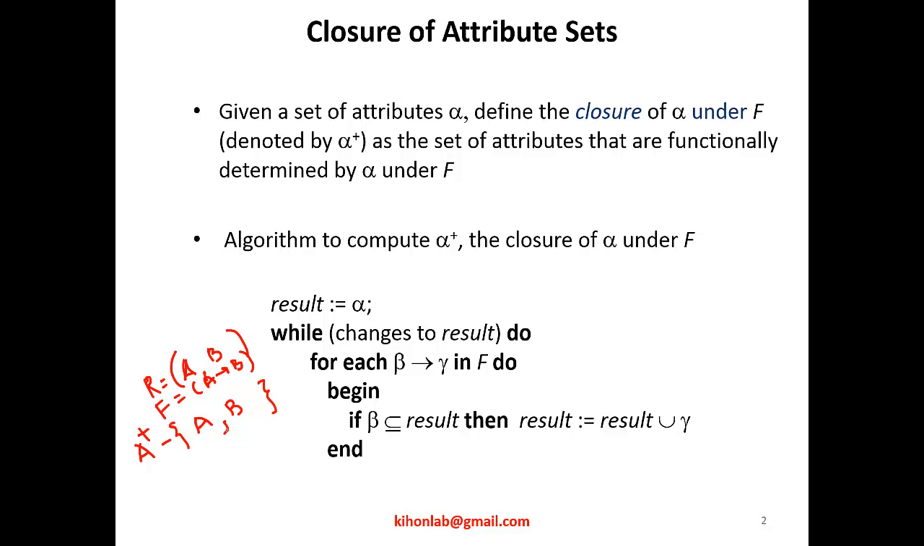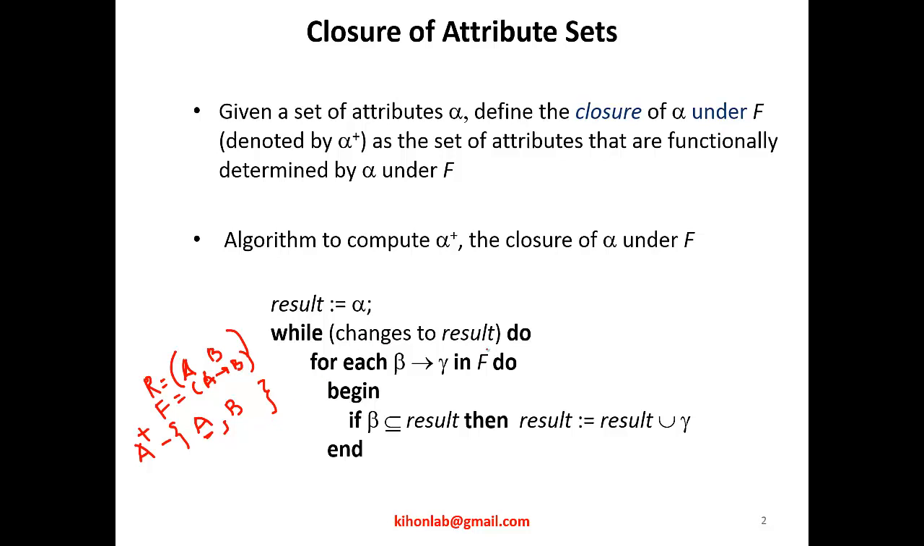So the algorithm is: result is equal to alpha. In the resultant closure we are adding alpha into it. Similar to the closure of A, the self attribute A we add first. So alpha plus, I am trying to add the self attribute, just like here we have added A for a small example. We are going to see more examples in the coming slides.